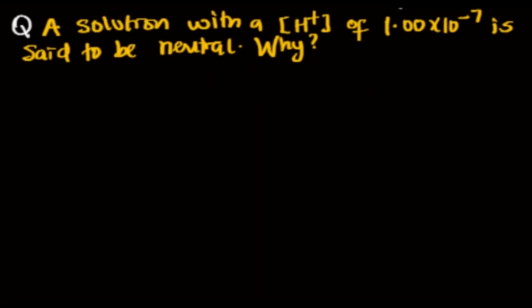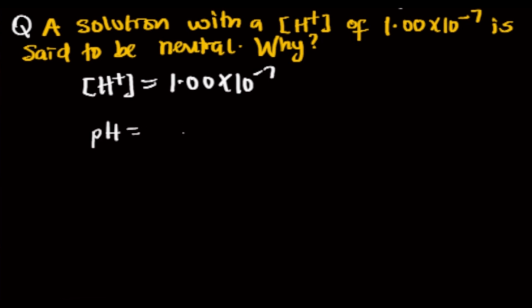Now if you take a look at the question that we have here, the question says a solution with a hydrogen ion concentration of 1.00 multiplied by 10 raised to the power minus 7 is said to be neutral. Why? It's very simple. We are already given the concentration of hydrogen ion from the question to be 1.00 multiplied by 10 raised to the power minus 7. Then let's go ahead and calculate the pH. The pH is going to be equal to negative logarithm of hydrogen ion concentration, right?